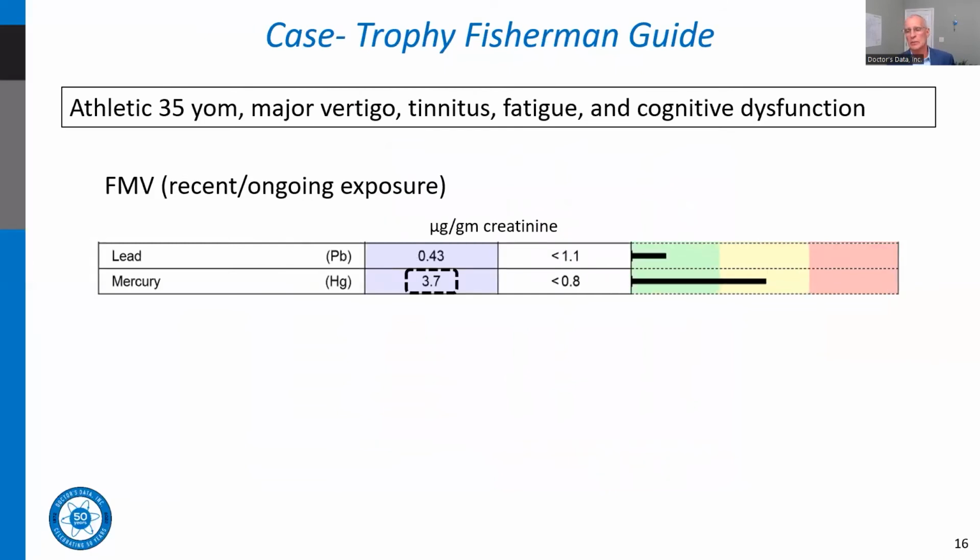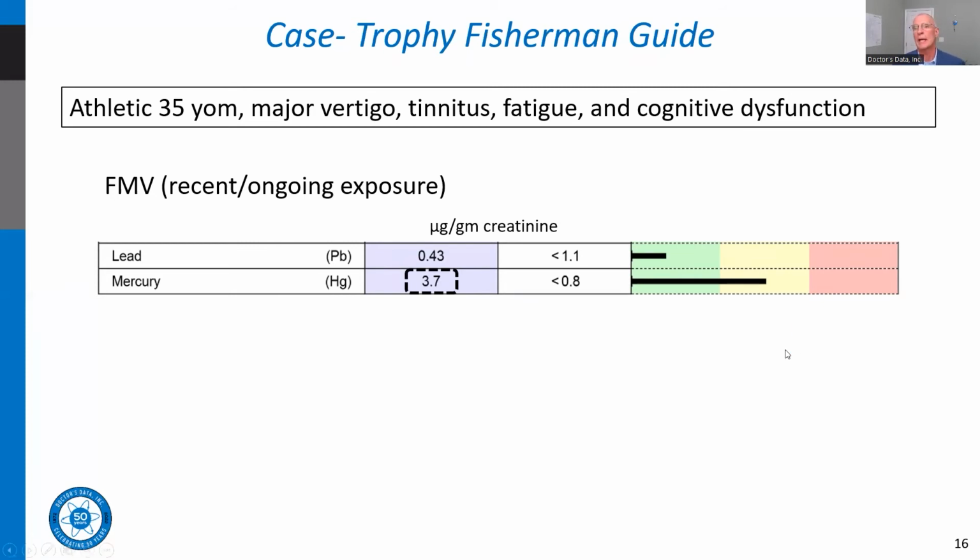So let me get to our case studies. This is the case of a trophy fisherman. This was a very athletic 35-year-old man. He had major vertigo, tinnitus, fatigue, and cognitive dysfunction, classic symptoms of overdoing it with methyl mercury. His first morning void, which represents the recent or ongoing exposure, his mercury was quite high at 3.7 compared to 0.8. He was eating a lot of the fish that he was catching.